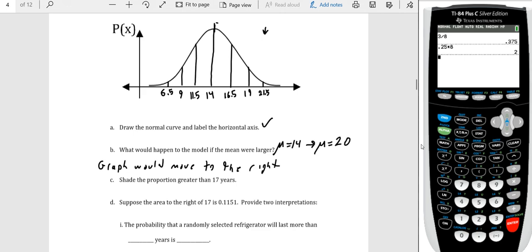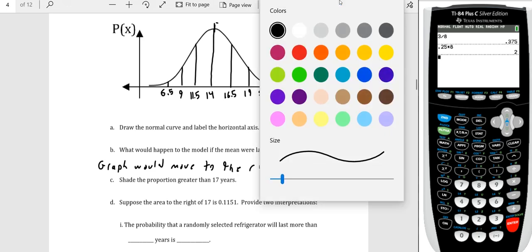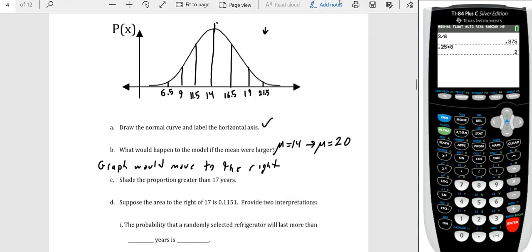For part C, what we're going to do is shade the proportion that's greater than 17 years. So in order to do that, let me see if I can change the color of my pen here. We're going to try to indicate where 17 is on the graph. So 17 is around here. It's a little bit more than 16.5. That's where I'd say 17 is. Now it asks us to shade the proportion that's greater than 17. So what that means is that we want the area above 17 years. So like that.